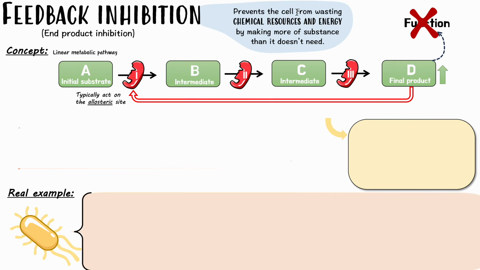So it prevents the cell from wasting chemical resources and energy by making less of a substance that it doesn't need, okay? So it's making less of it because it doesn't need it right now, okay?